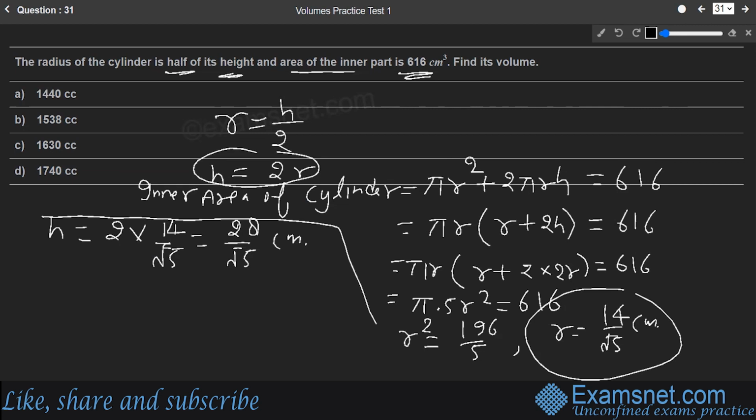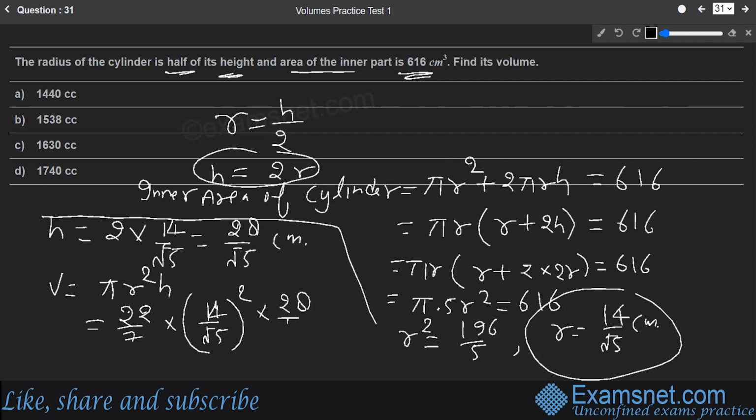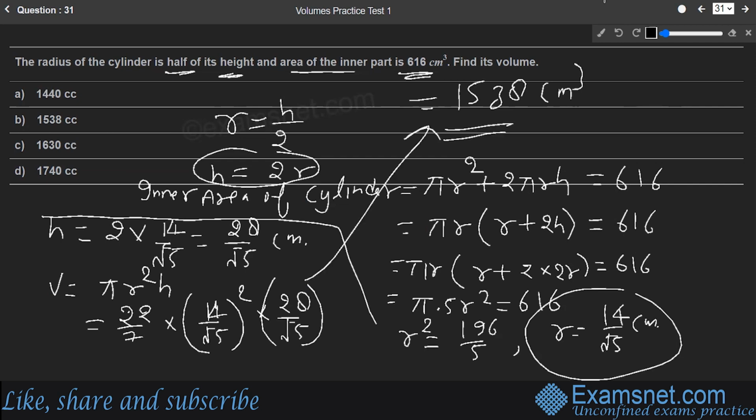Now we are supposed to find out the volume. Volume of a cylinder is given by pi r square h. Let us put down the values. So it has to be 22 by 7 into the r value, 14 by root 5 whole square, into the h value, 28 by root 5. If we solve this further, this volume comes out to be 1538 centimeter cube. It is available in option number B, so B becomes the right answer.